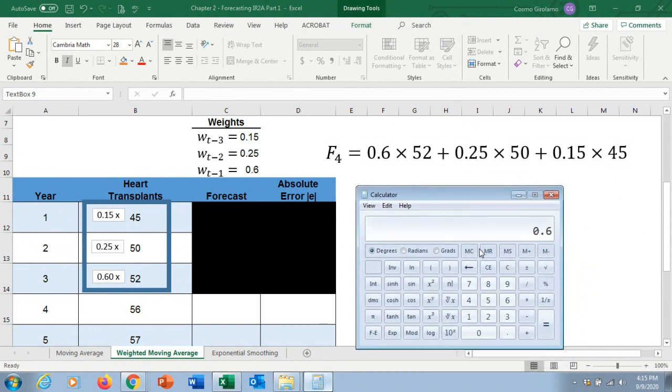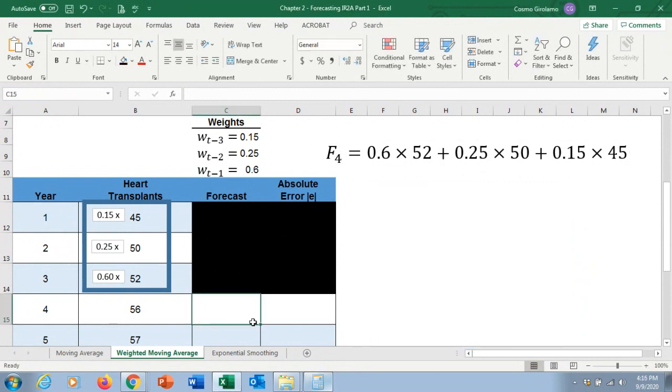So we get 0.6 times 52 plus 0.25 multiplied by 50 plus 0.15 multiplied by 45, and we get 50.45. So 50.45 is our answer here. So that would be our forecast for period 4.